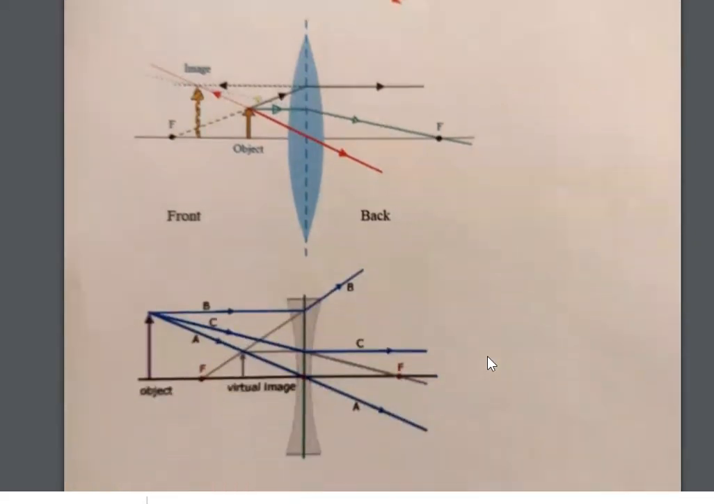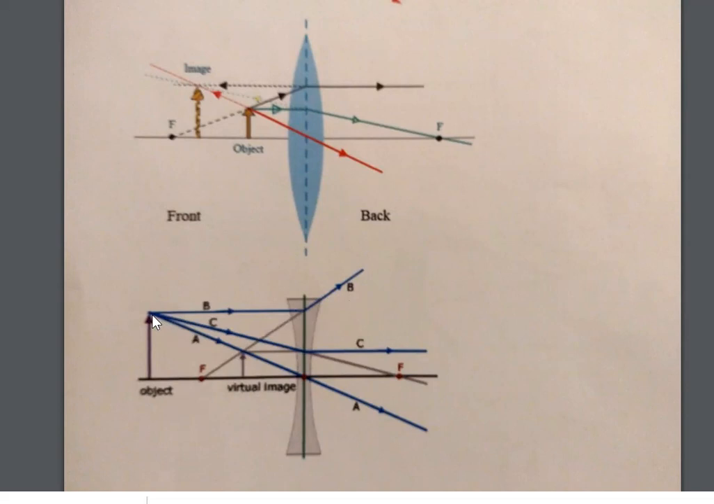Well, this is a diverging lens, so it doesn't get bent in, it gets bent out. So instead it gets bent out and looks like it came from the front focal point, okay? We draw this dotted line here. If we trace this back, then it goes through our focal point.